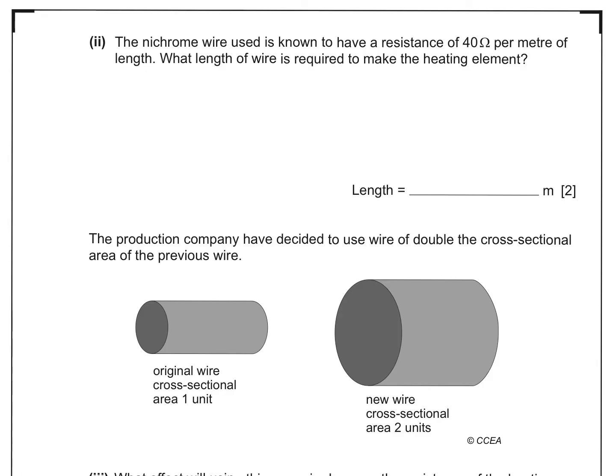Part 2. The nichrome wire used is known to have a resistance of 40 ohms per meter of length. What length of wire is required to make the heating element? So we need 80 ohms and we've got 40 ohms per meter. To get 80 ohms we're going to need 2 meters' worth. That'll give us 2 lots of 40, which will be 80 ohms.